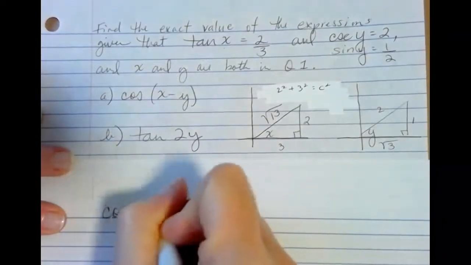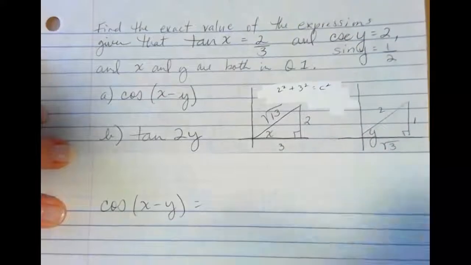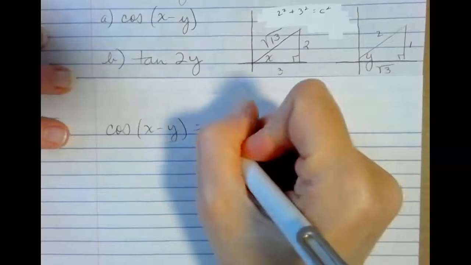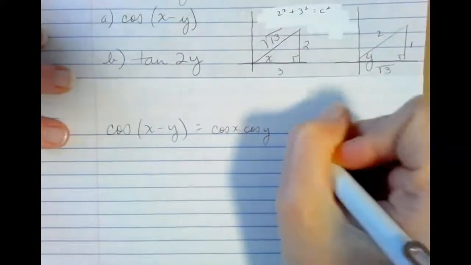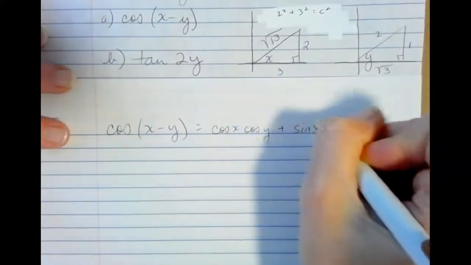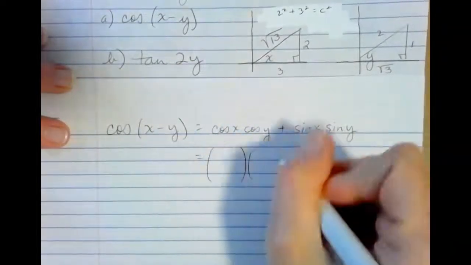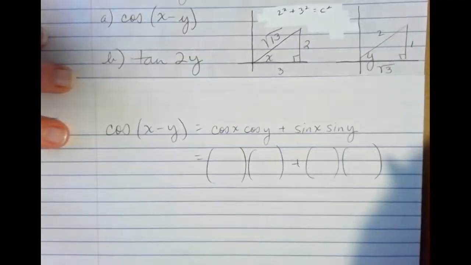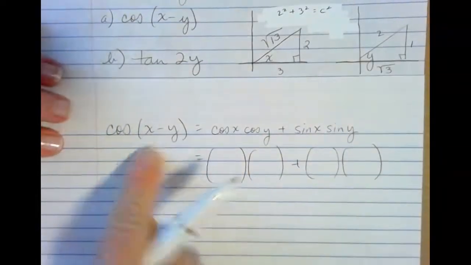So cosine of x minus y, cosine of a difference, and I am just going to slide this up so you can be certain to see everything. So cosine of a difference: cosine x, cosine y, plus sine x, sine y. And from here, we go straight into using the substitution property. Once again, you have to know the cosine of the sum, cosine of the difference.